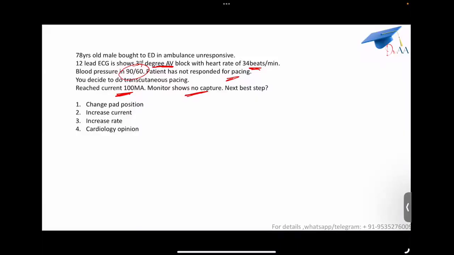Increase the current, up to 200. So what you'll be doing here is you will increase the current. You can increase the current up to 200 milliamperes. So you will be increasing the current here. That will be the right next step.